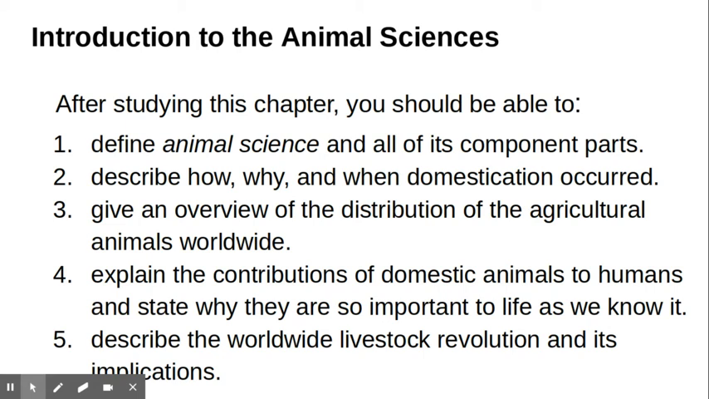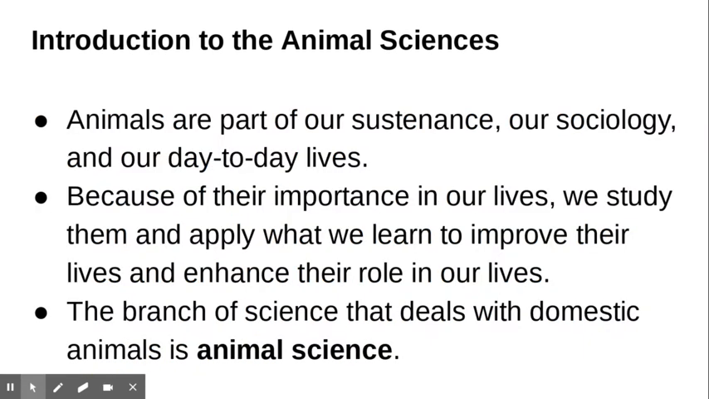After this particular chapter, hopefully you will be able to define animal science and all of its components, describe how, why, and when domestication occurred, give an overview of the distribution of the agricultural animals worldwide, explain the contributions of domestic animals to humans, and also state why they are so important to life as we know it. You should also be able to describe the worldwide livestock revolution and its implications.